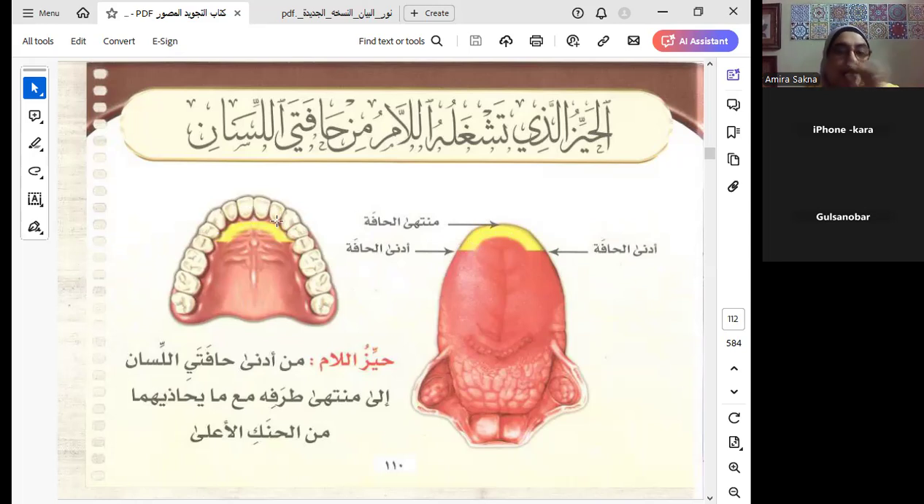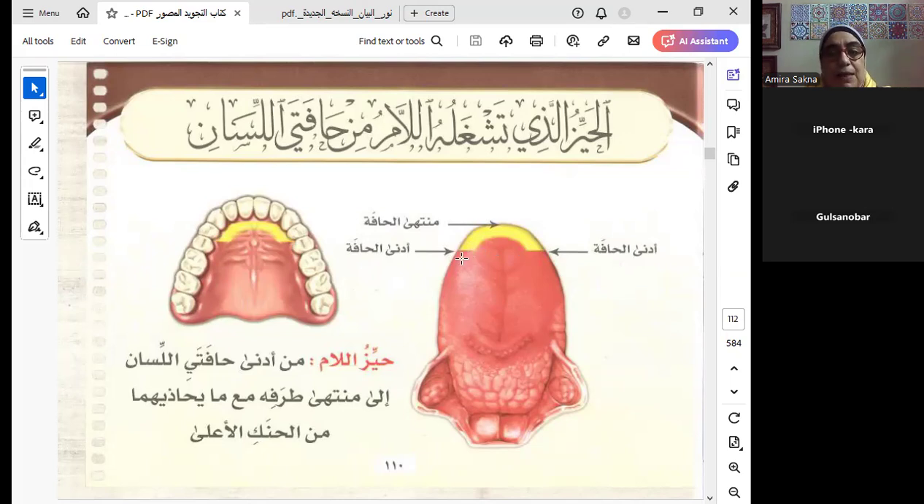I will repeat. Letter lam is produced when the area nearest to the tip of the edge of the tongue is pressed against the alveolar ridge of the upper front teeth. Only this tiny part, and only the edge. Al, al, al. Okay?